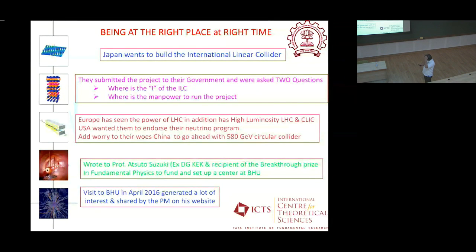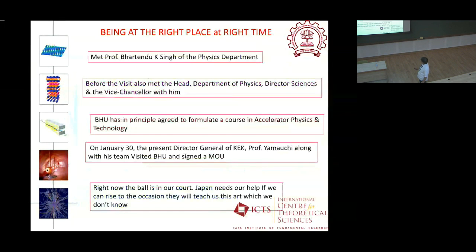Not only that, in April 2016, he visited BHU and saw whether it can be done. And it generated a lot of buzz in Banaras, which is a small town. The temperature was also very high, but he did take the trouble to visit it.